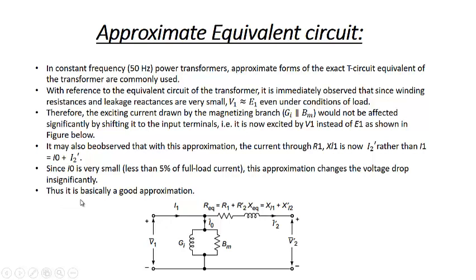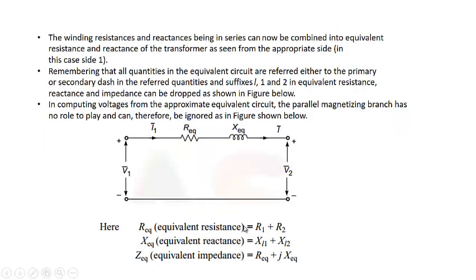It will save us a lot of time and a lot of computation that we might otherwise spend by keeping this branch at the middle of the circuit. Now, the winding resistance and reactance being in series can be combined into equivalent resistance and reactance of the transformer as seen from the appropriate side. In this case, we have referred it to the primary side.